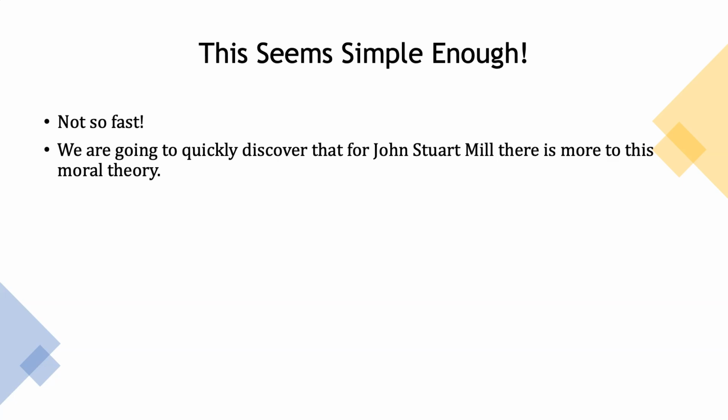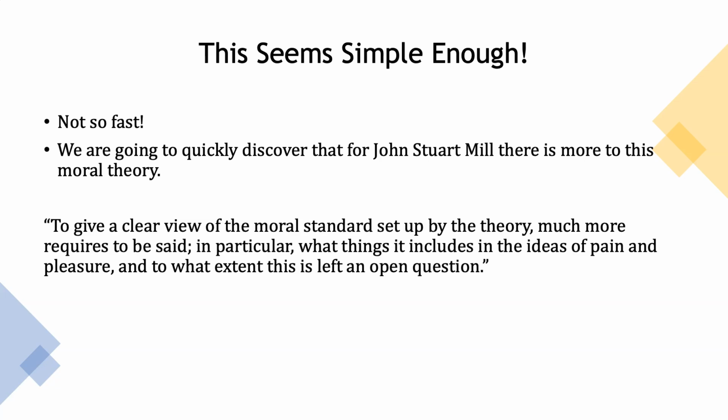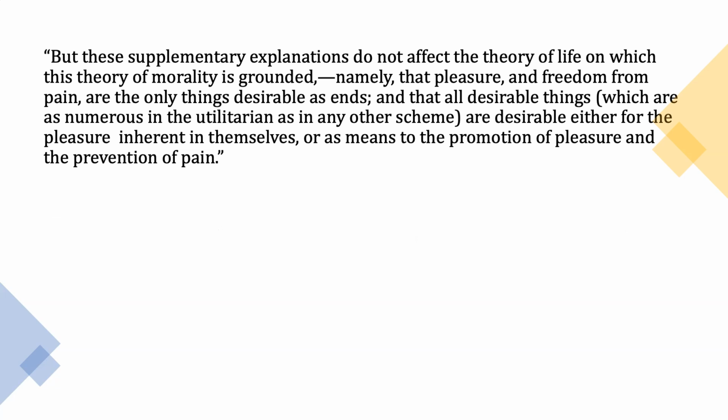We're going to quickly discover that for John Stuart Mill, there's more to this moral theory. So here we go as he starts to point this out. To give a clear view of the moral standards set up by the theory, much more requires to be said. In particular, what things it includes in the idea of pain and pleasure, and to what extent this is left an open question. And this is going to foretell what we're about to see in the rest of the passage. Interesting. However, he immediately sets this aside.